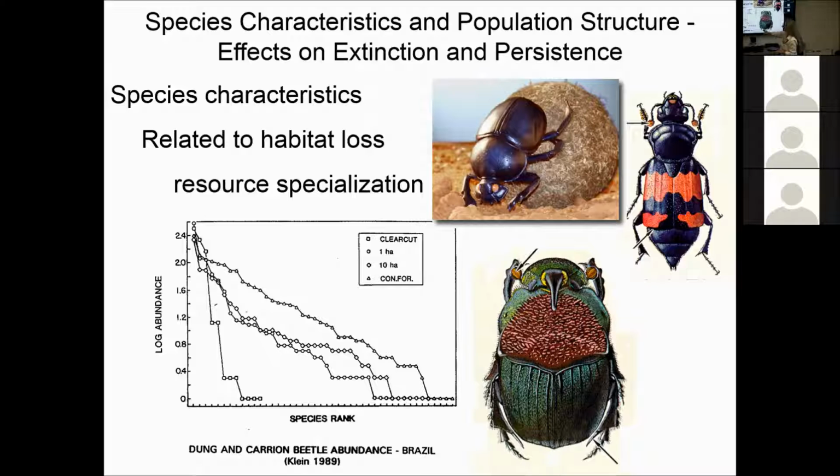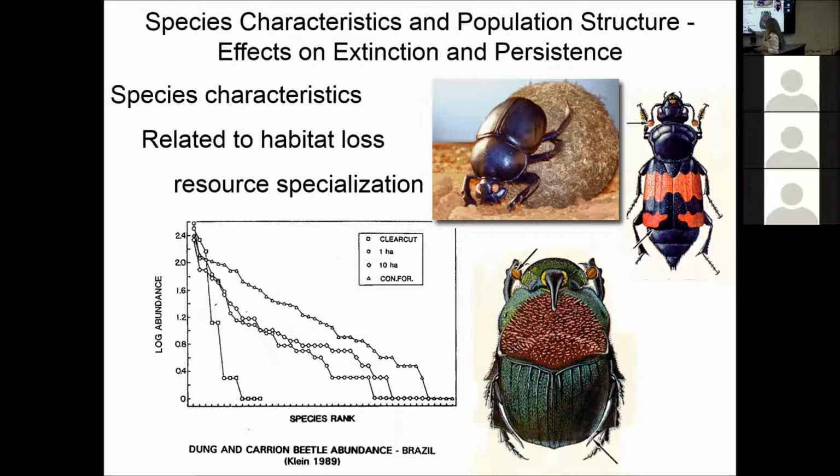So this is a study that came from the Biological Dynamics of Forest Fragments. And this is a species rank. So if you go along here, it just means there's more and more species. And then this is the abundance. So when you look at the clear cut, which is this one here, versus the 1 hectare, which is this one here, clear cut obviously has many fewer species than the 1 hectare.